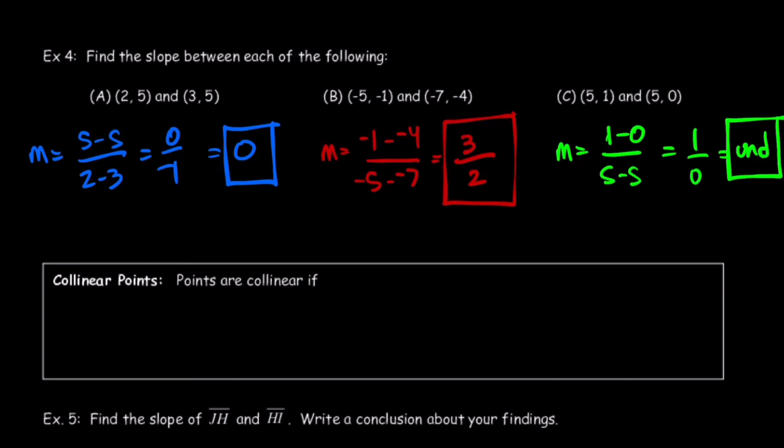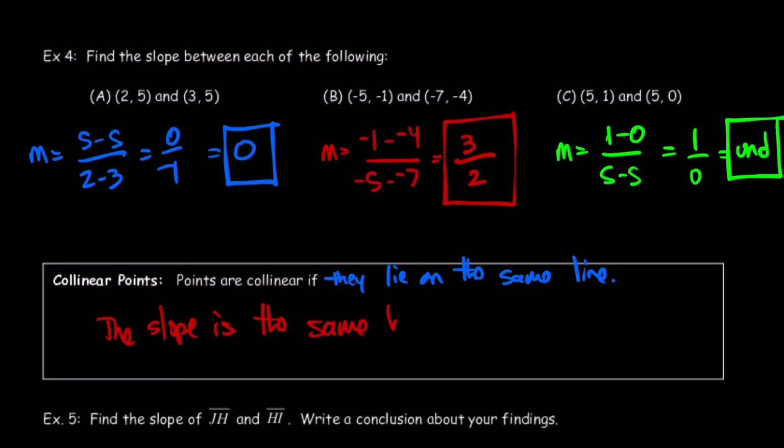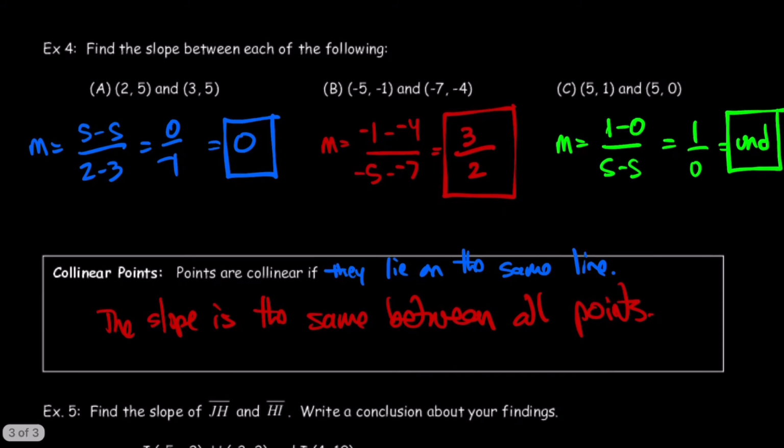All right, our next task. Collinear points. Points are collinear if, first of all, they lie on the same line. How do we know if all the points lie on the same line? The slope is the same between all points. That's how we're going to determine if points are collinear when we can't see their picture. All right, let's try a couple examples.